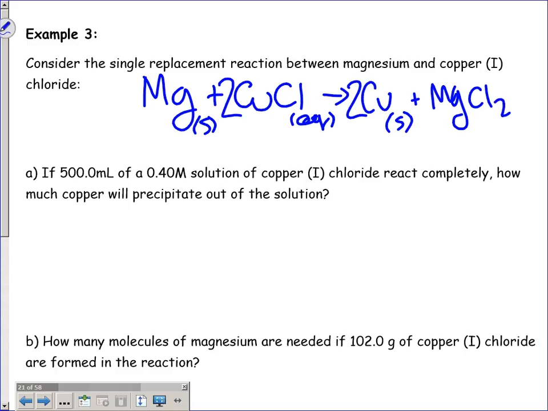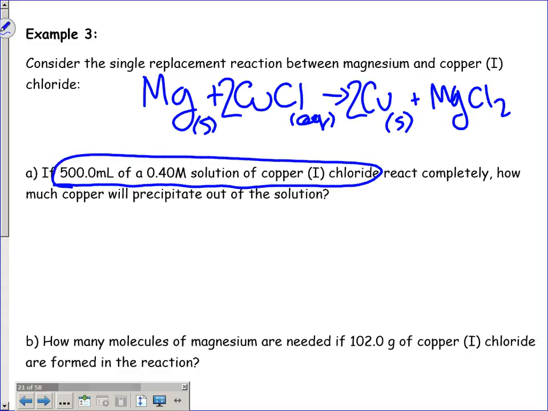Now, this is where the givens get a little bit jumbled. If a 500 milliliter of a 0.4 molar solution of copper 1 chloride, whoa, that's a lot of information. But I just told you guys that you could take your molarity times your volume, and you get what? Moles. Before I even finish reading the question, let's write that down. Molarity times volume gives me moles.